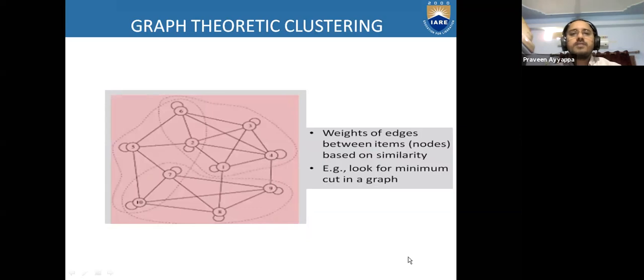And the next one is the graph theoretic clustering. So arranging the objects in the form of nodes and connecting these nodes or the objects, which we are going to call as the weights. Here the weights of edges between the item nodes are based on similarity. So the nodes are being connected based on the similarity between the different objects, right?